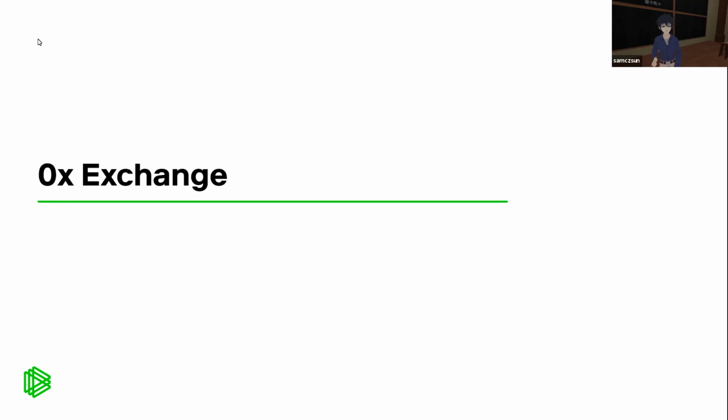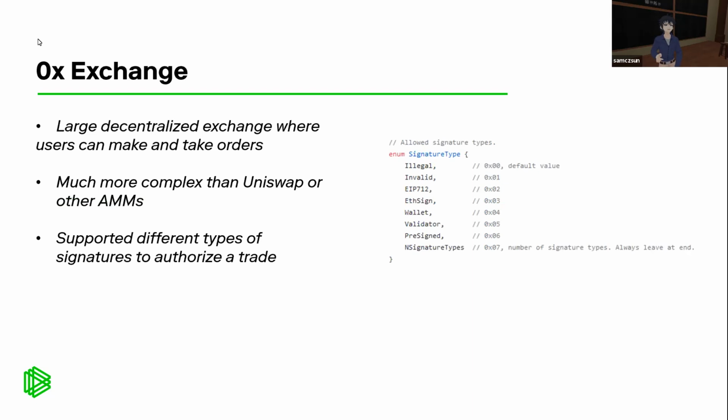All right, next up is the 0x exchange. So the 0x exchange is a large decentralized exchange where users can make or place orders. It's not an AMM, it's more of like an order book. And it supports different types of signatures to allow different entities to make trades. For example, if you with your EOA want to make a trade, you can use the EthSign signature. If you have a smart contract that wants to make a trade, it can use the wallet signature.